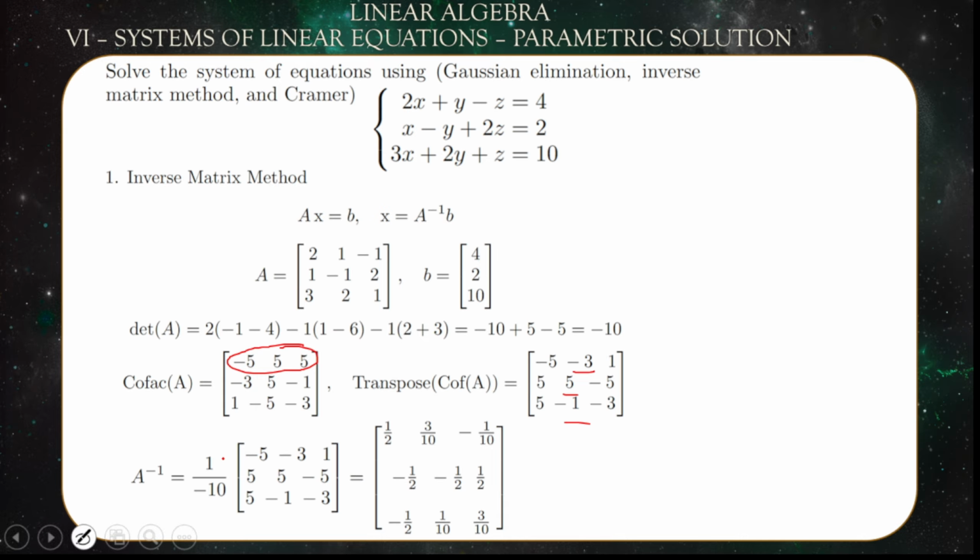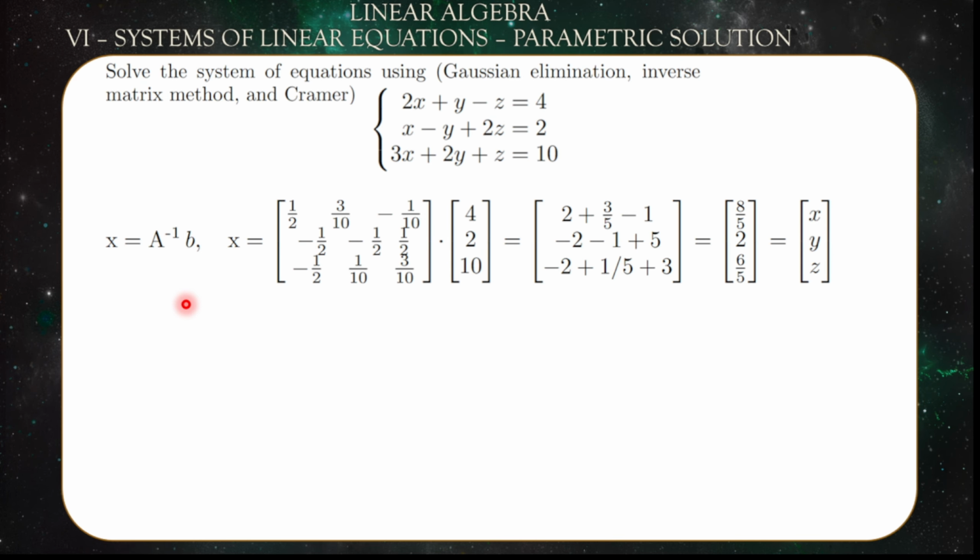So this you multiply by 1 over minus 10, and you get the following. So this is A minus 1. We still need to multiply it by b, which is 4 to 10, to get x, y, and z. So x is equal to the inverse of matrix A, or A minus 1, multiplied by b, which is this constant vector.